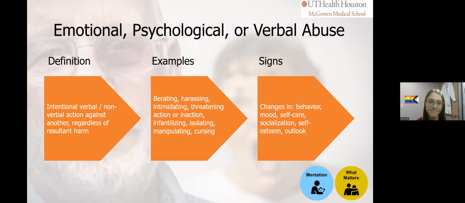Something bad's happening. So she's worried for emotional, psychological, or verbal abuse, which is someone intentionally using their words or nonverbal communication to try to cause harm, even if no harm results. And this is what we'd expect. This is the yelling at people, isolating, threatening, infantilizing them.